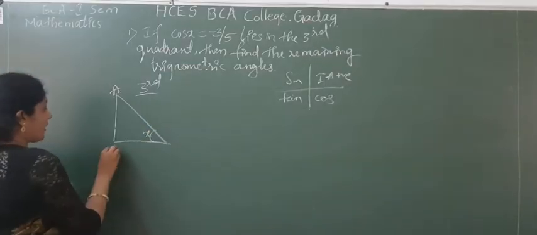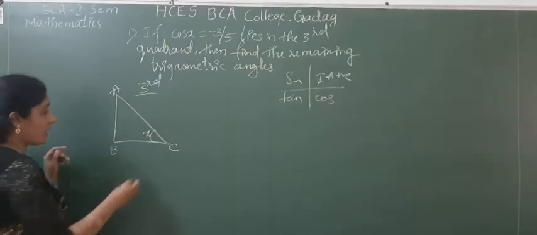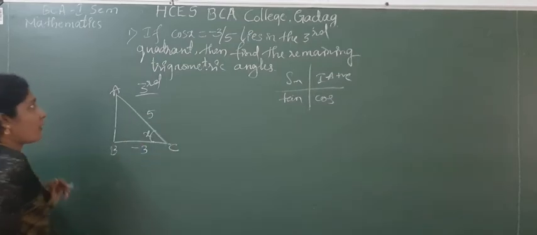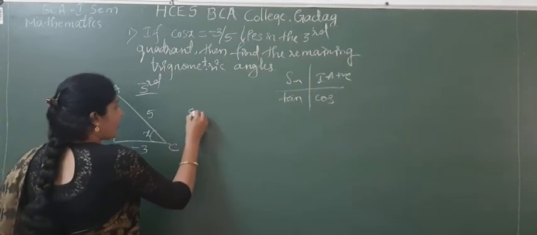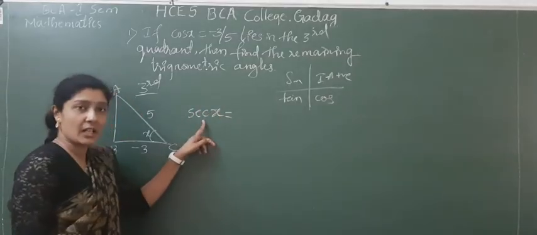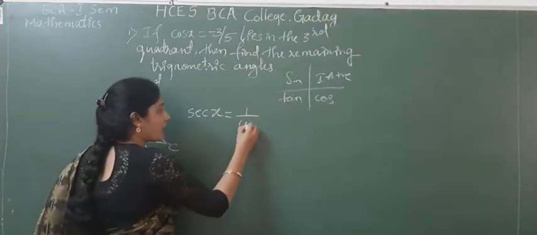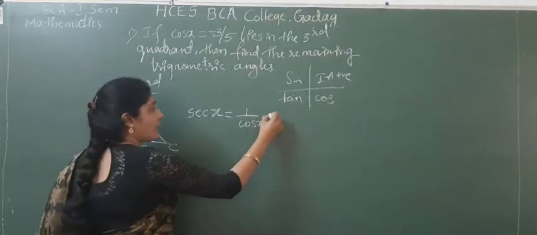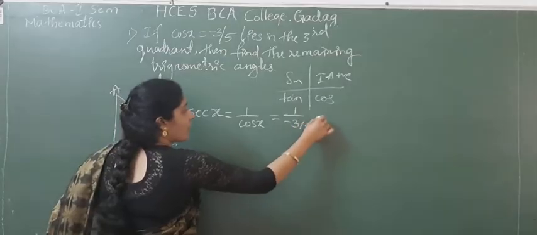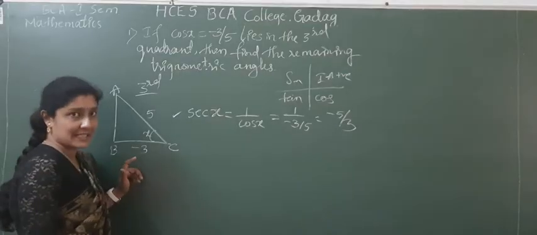So this is A, B and C. Now cos is minus 3 by 5. Adjacent is minus 3 and hypotenuse is 5. Okay, so now we know that sec x is nothing but the reciprocal of cos. Therefore, sec x is 1 divided by cos x, that is 1 divided by minus 3 by 5, that is minus 5 by 3. So we found sec x.